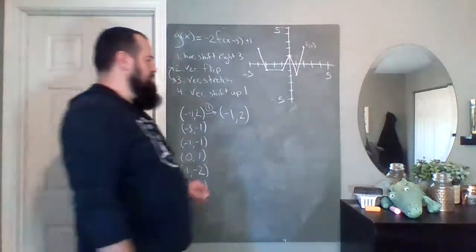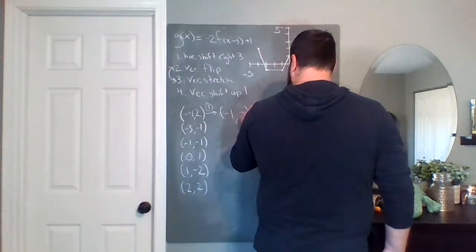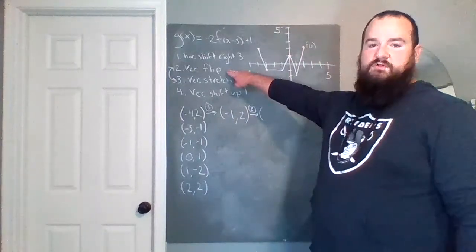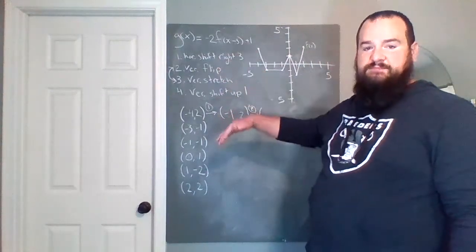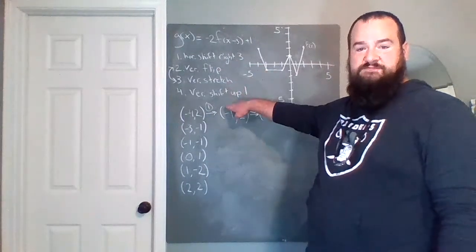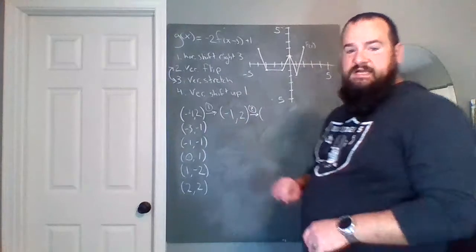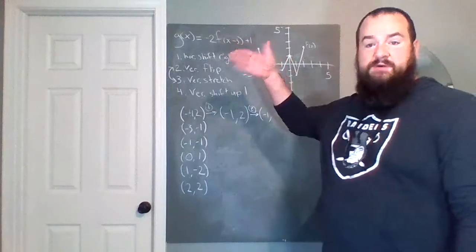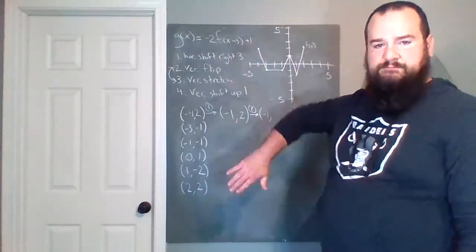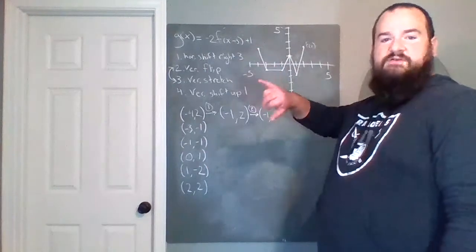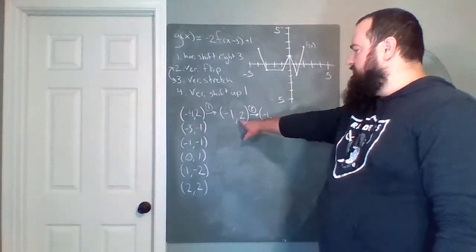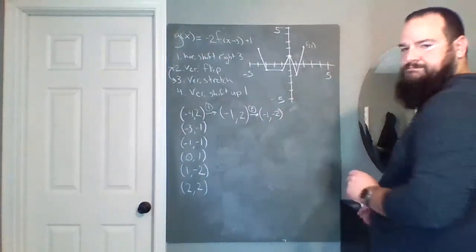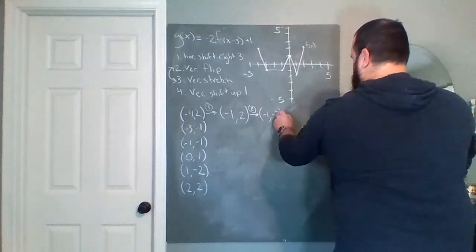Now, let's apply step number 2. Step number 2 is a vertical flip. Since a vertical flip doesn't affect the input, and neither does a vertical stretch nor a vertical shift, this input is done. We know exactly what it is. It's -1. So the vertical flip takes a positive output and makes it negative, and takes a negative output and makes it positive. So we just need to change the sign of our output. Our output was 2, so now it needs to be -2. Okay, now we move on to step 3.